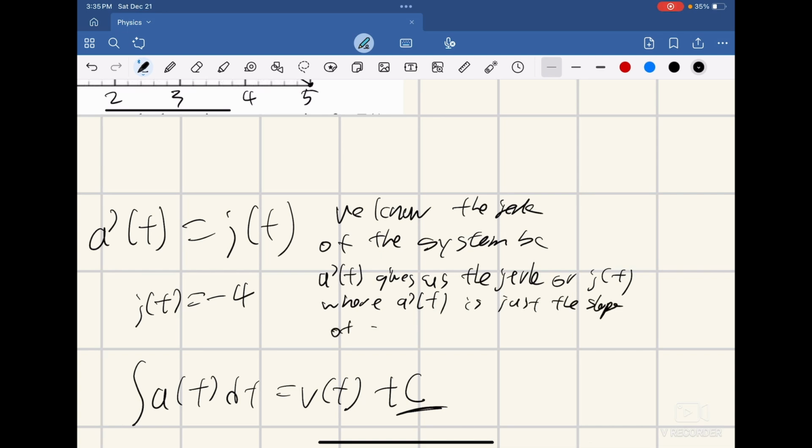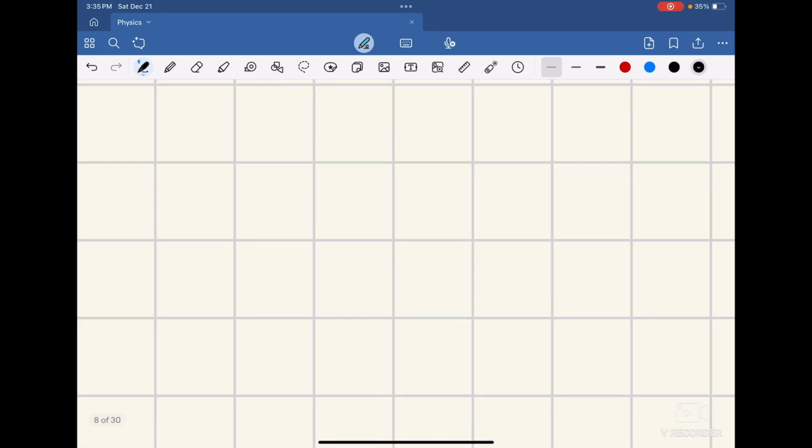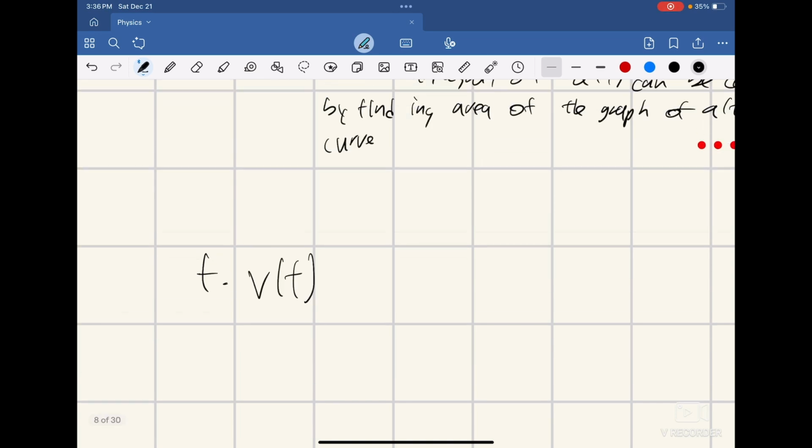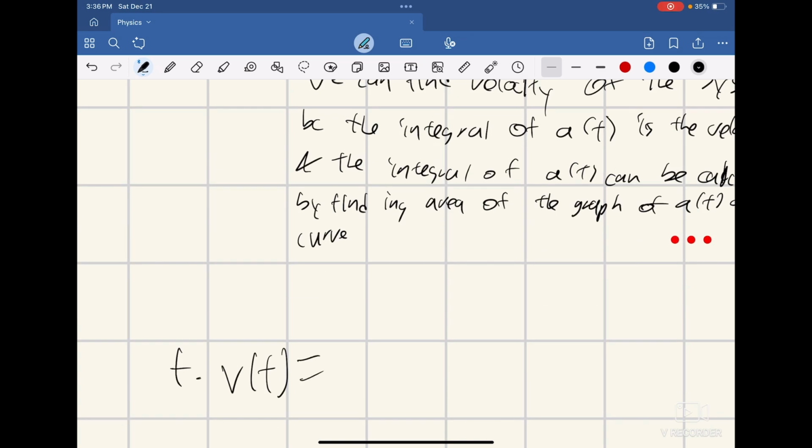Now for part F, we are asked to derive an expression for the instantaneous velocity v(t). What we stated above was that v(t) can be given by the integral of A(t) dt.